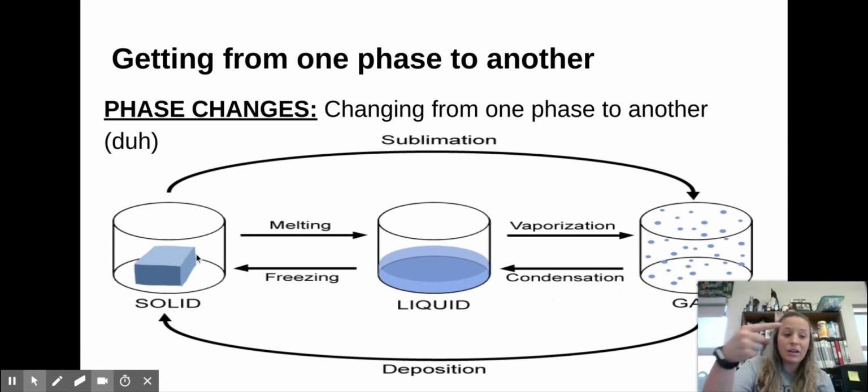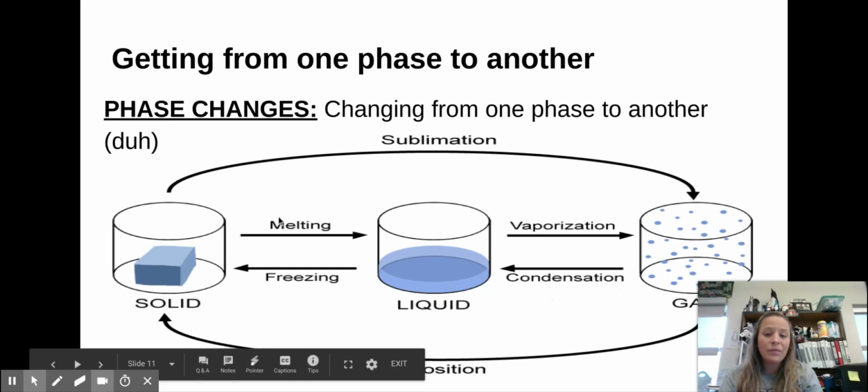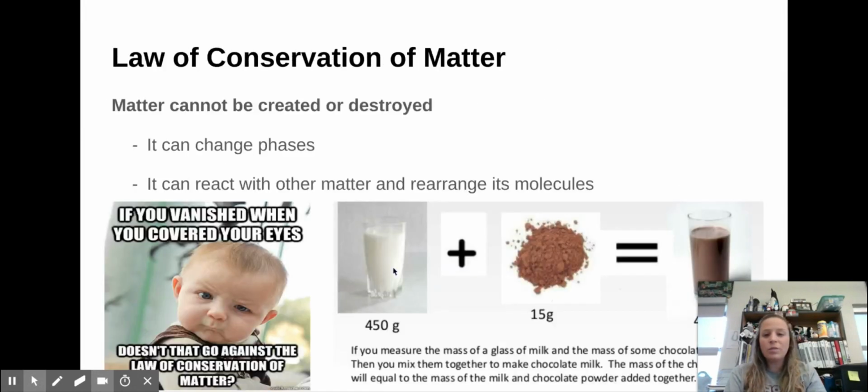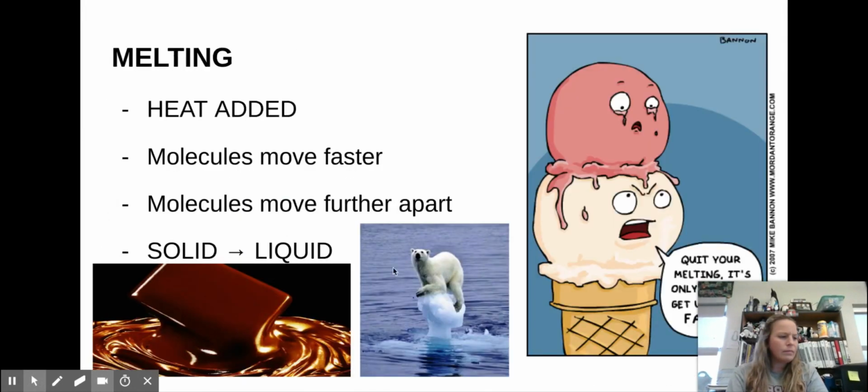Going that direction is adding heat. Going that direction is taking heat away, making it colder, which should make sense. If you look at these two, you know those words. The first one we're going to talk about is melting. Right now, you know this word, obviously. Melting, we are going to be adding heat. Molecules are going to start moving faster and further apart, and you're going from a solid to a liquid.